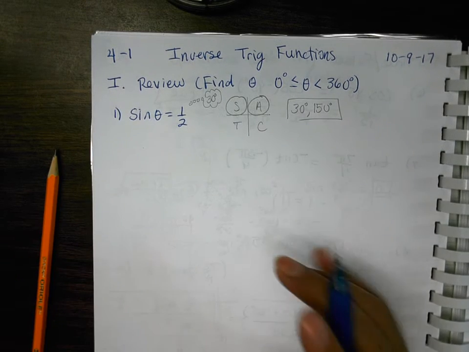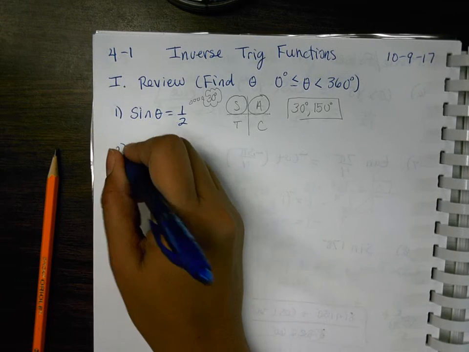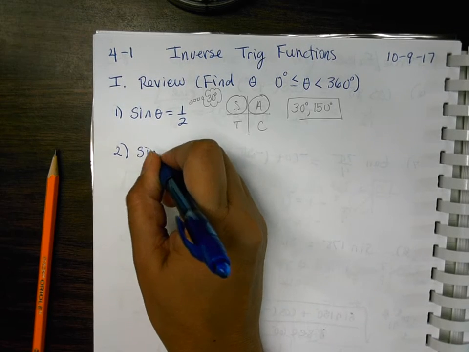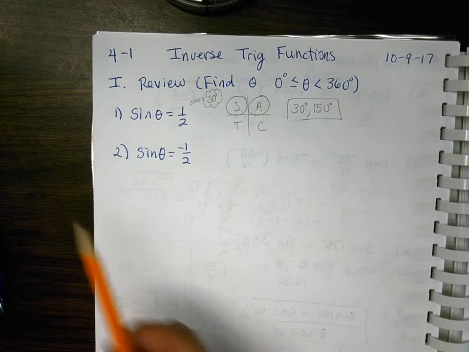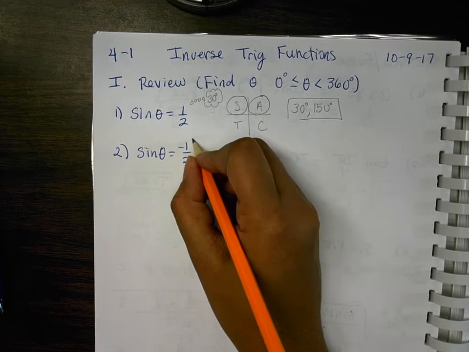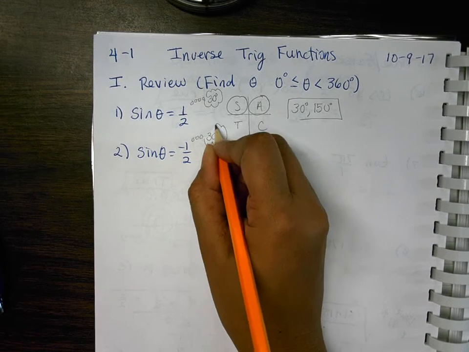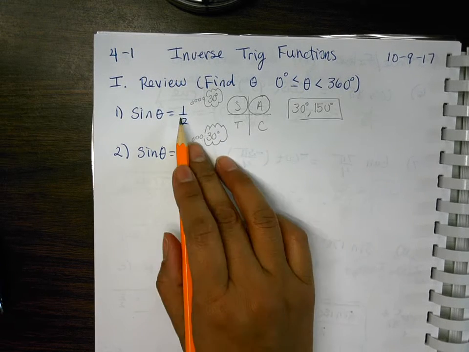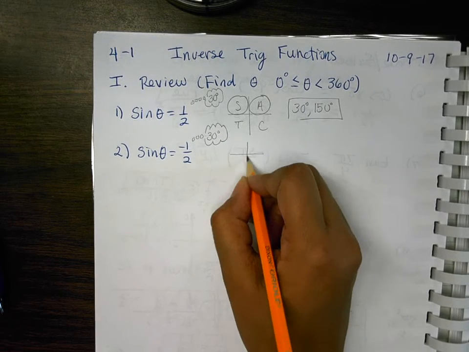Questions? Do you guys remember these problems? All right, one more. Number 2. Sine of theta equals negative 1/2. What's our reference angle? Is it still 30 degrees? Yes, it is still 30 because it's still 1/2. The only thing that changed is that instead of positive, it is negative.